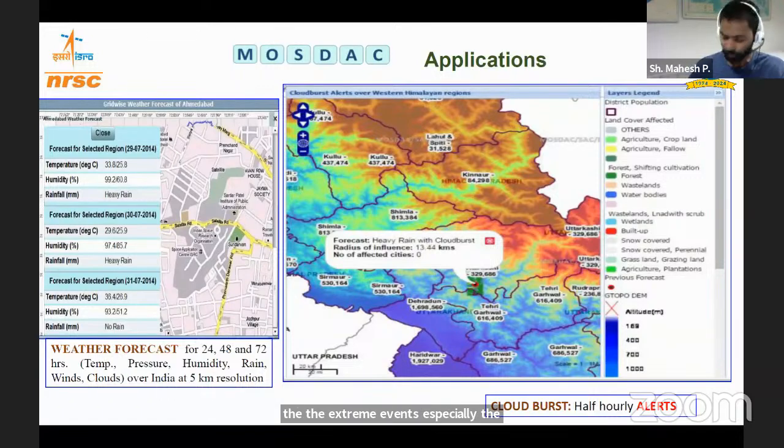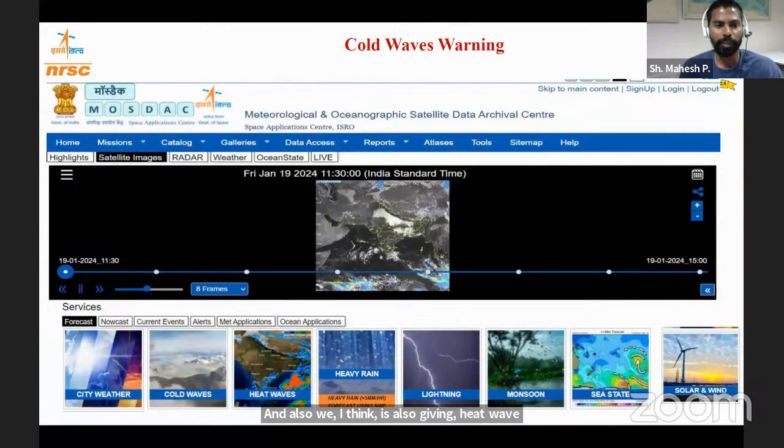These are also given by our SAC, and this is a hot weather forecast, and I think our SAC is also giving heat wave alerts and cold wave alerts. As I said, these are provided from this MOSDAC site, and I strongly recommend exploring this site to see the different parameters in different spheres. For example, here the tiles: city weather, cold waves, heat waves, heavy rains, lightning.